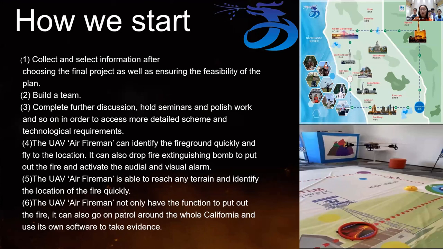Well, in the middle is a whole process of our project. Firstly, we made a plan together. Secondly, we completed further discussion. After that, our leader handed out missions for us to finish our own part. At last, everyone worked together and made sure the project is correct.